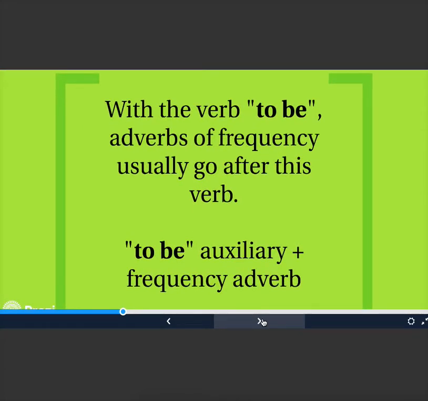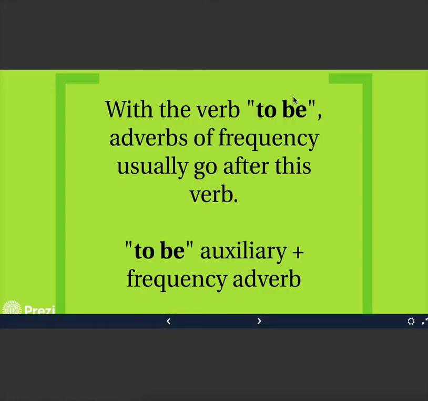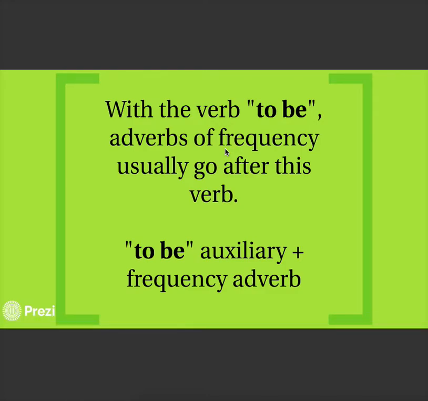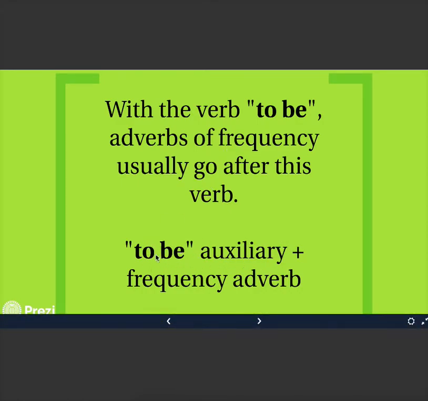Rule number 2. Sari, can you please help me reading this part? Okay, miss. With the verb to be, adverbs of frequency usually go after this verb. Okay, thank you. So as I was telling you, it usually goes before the main verb, but here we have the exception. With verb to be, adverbs of frequency usually go after the verb. Not before, but after. So you may have verb to be plus frequency adverb. I am going to show you some examples, don't worry.